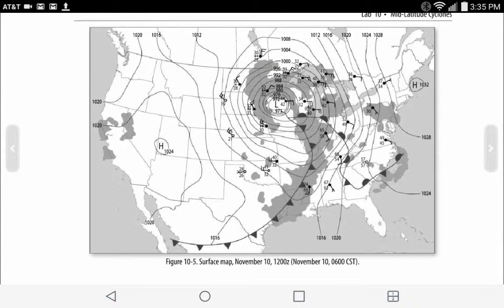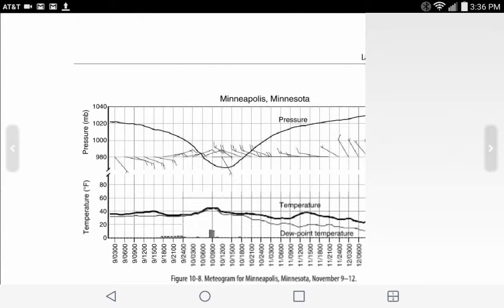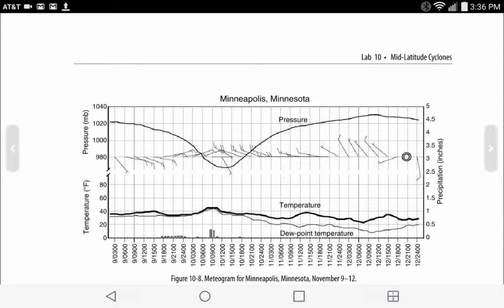Now, a tricky thing here, just because the students aren't familiar with the format of such a diagram before, are these meteograms. Real meteorologists do use meteograms quite a bit. They're diagrams that have time on the x-axis and weather observations at that station along the y-axis. And usually there are multiple y-axes because they plot lots of different types of data.